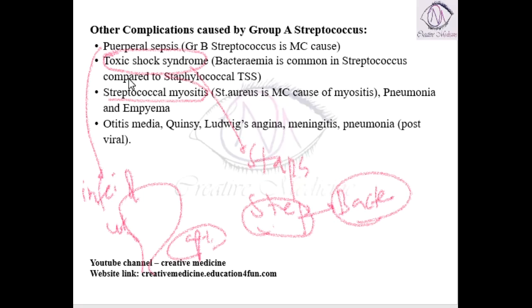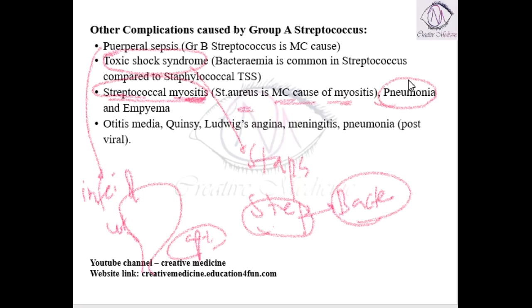Then we have streptococcal myositis. Streptococcal myositis is infection of the muscle. Actually, Streptococcus can cause myositis, but the most common cause of myositis is Staphylococcus. Staphylococcus is the most common cause of myositis.